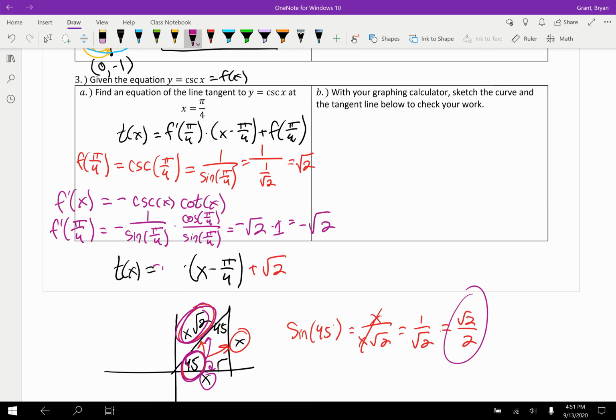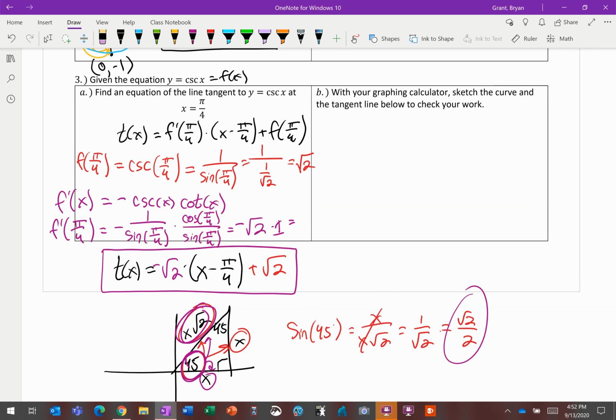Therefore, what's my equation of my tangent line? Negative square root of 2 times x minus pi over 4 plus the square root of 2. With your graphing calculator, sketch the curve and tangent line below to check your work. Well, I guess we should do that. They ask you to use your graphing calculator. I'm going to use Desmos because it's a little more clear. You should use your graphing calculator, though. The more that you use that instead of Desmos, the more comfortable you're going to become with it, and the better you're going to do.